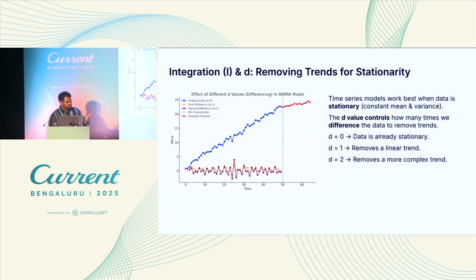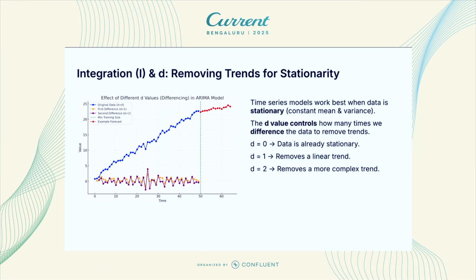Integration makes the data stationary by removing trends. If the blue line was the actual data, and we differenced it once, it removed that trend and gave us the yellow graph that you see. Again, the D hyperparameter controls how many times we take the difference between two consecutive points to eliminate that trend.